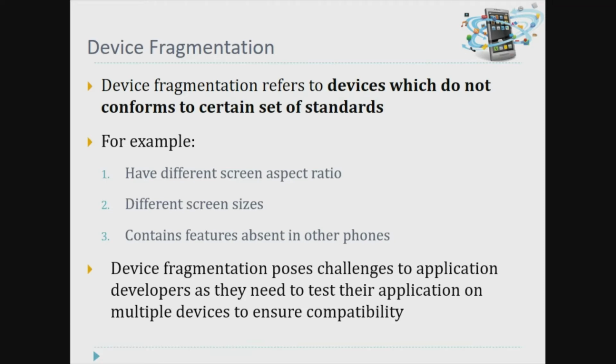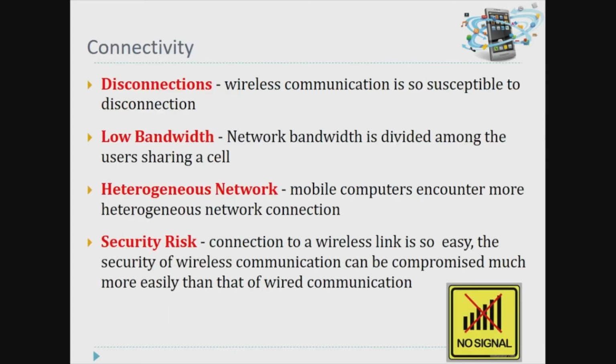So the first one is lack of standard, because we have device fragmentation. So device fragmentation also leads to the lack of standard. And then the third one is about connectivity. Under connectivity, we have disconnection, low bandwidth, heterogeneous network, and security risk.